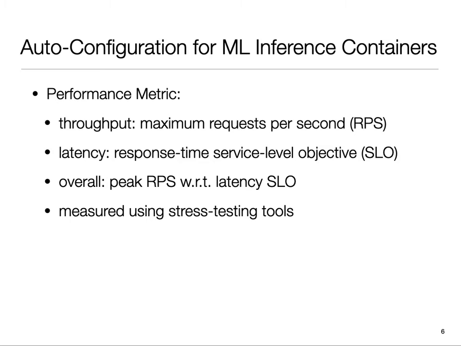In Alibaba Cloud, we measure a container's serving ability by its peak throughput, defined as the maximum requests per second, aka RPS, it can serve without violating the response time SLO. This peak RPS can be easily measured by using stress testing tools. Our production system uses this metric to determine the required number of container replicas to serve the service.